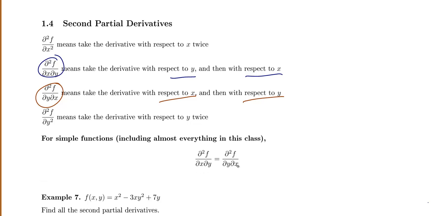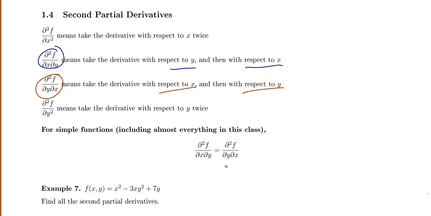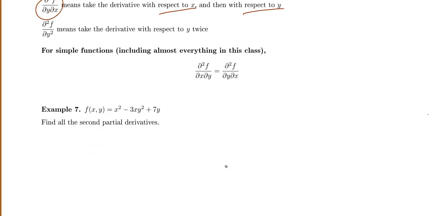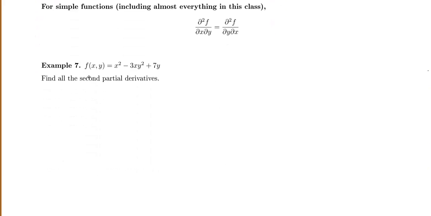Now, for simple functions, which means almost everything we do in this class, it turns out that our mixed partial derivatives give the same result. If we do the partial with y and then the partial of x, that will give us the same result as if we do the partial of x and then the partial of y. So it doesn't actually matter which order you do that mixed second partial derivative in. So for this example, we're going to go through and find all the second partial derivatives.